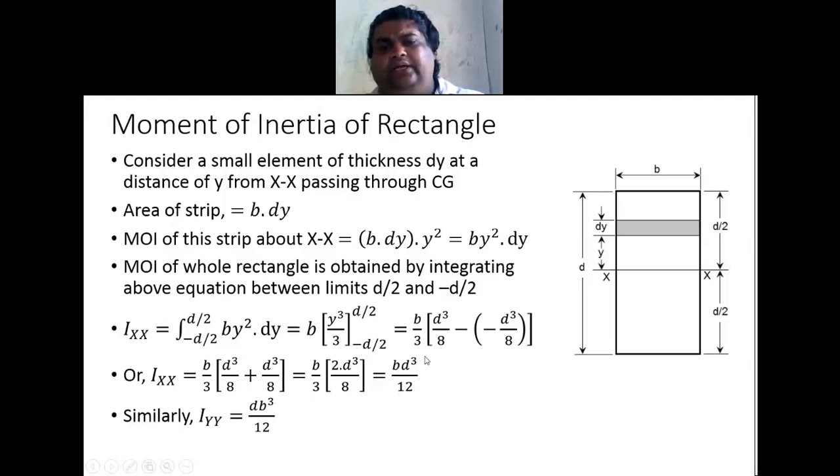This is the area moment of inertia about the xx axis, which is passing through the center of gravity of the rectangle. Similarly, if you do the derivation for the y axis, which will be like this, you will get Iyy is equal to d b cube by 12. So the depth becomes the width and the width becomes the depth here when you take it like this. So this is d b cube by 12.